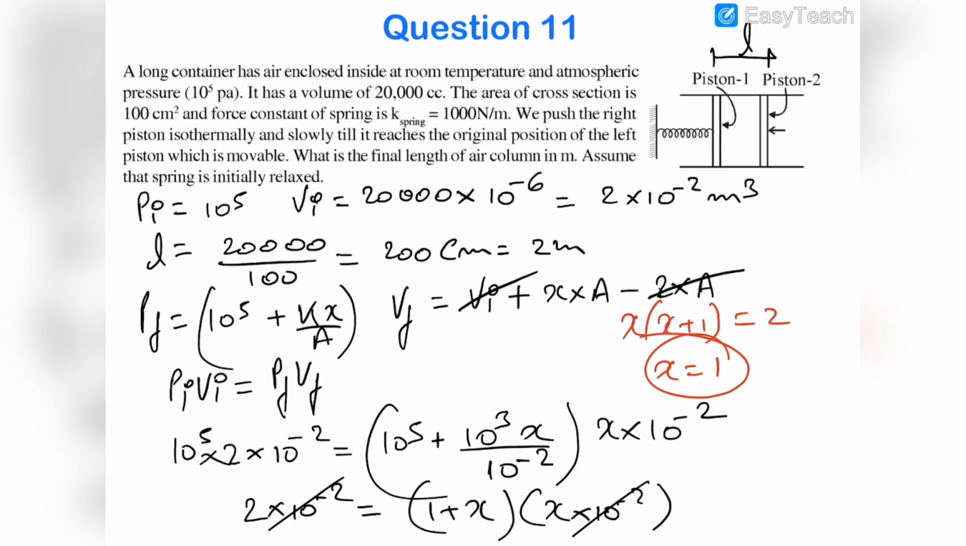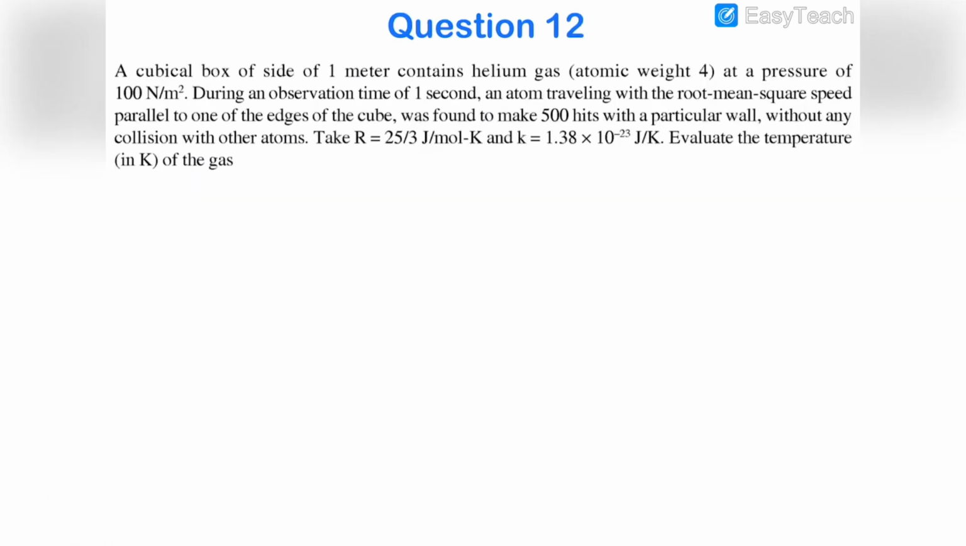Now we move on to the next question. In this question, you can see that there is a cubical box of side 1 meter. So let us draw a cubical box.